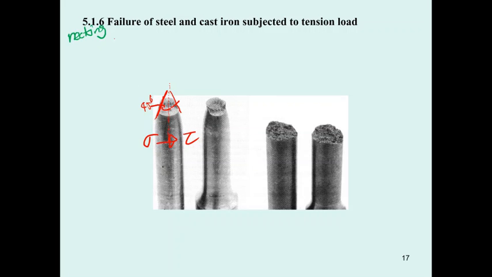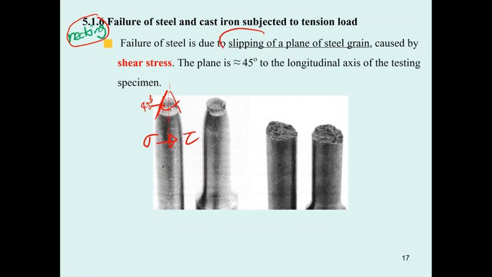Okay, the necking is the evidence that before the failure, the steel had some slipping of the planes of the steel grain. Okay, this slipping is caused by the shear stress, and the failure plane is about 45 degrees with the longitudinal axis of the test specimen.